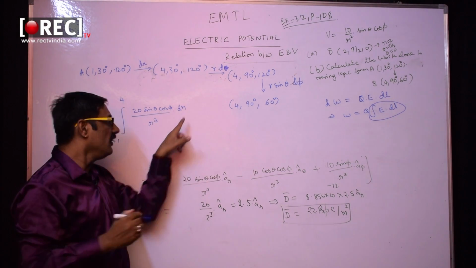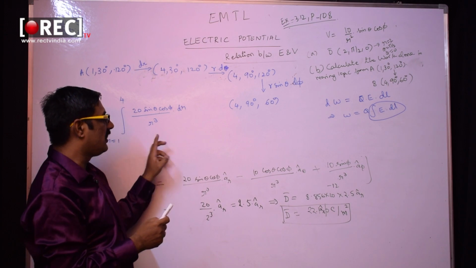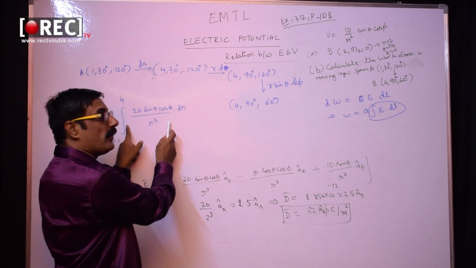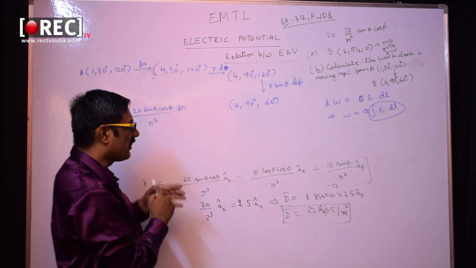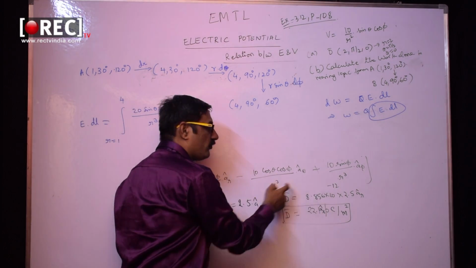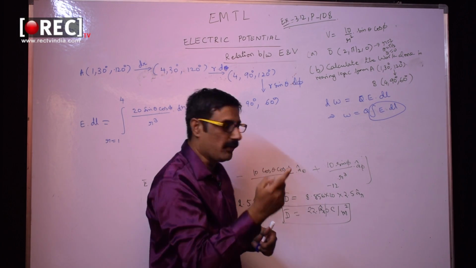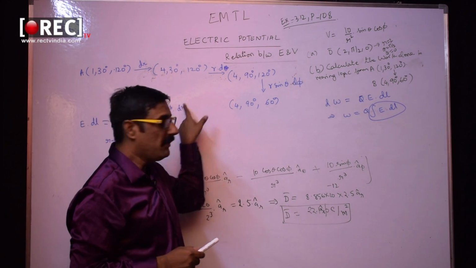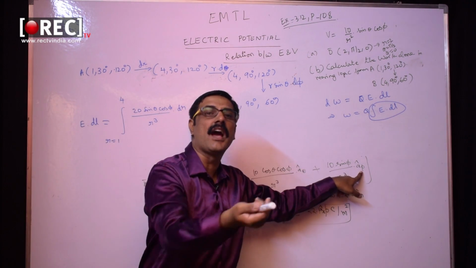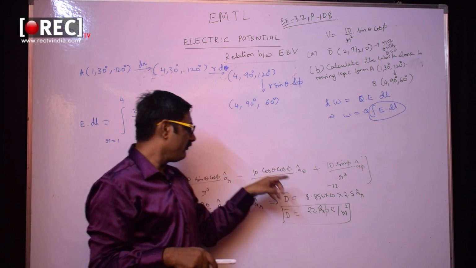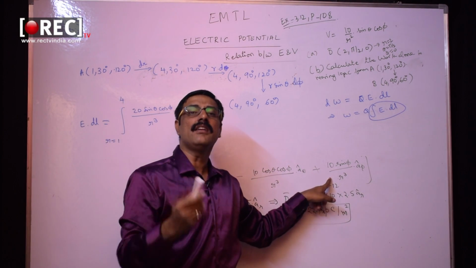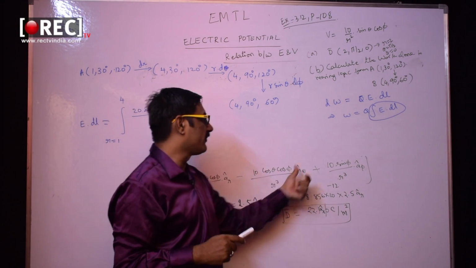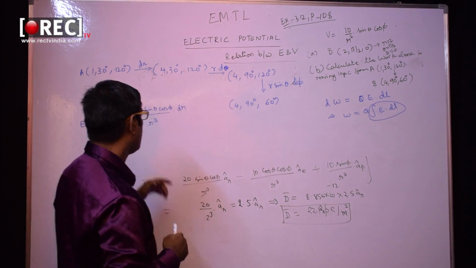Actually, strictly speaking, we are considering only the first of the three. Why? Because this is E r into a r cap, and this is E theta into a theta cap, strictly speaking. So we are not considering these two components for dr. Because the dot product is 0 for a theta dot dr a r cap, and similarly a phi dot dr a r cap will be 0. So we need not consider the theta and phi components for evaluating E dot dl here.